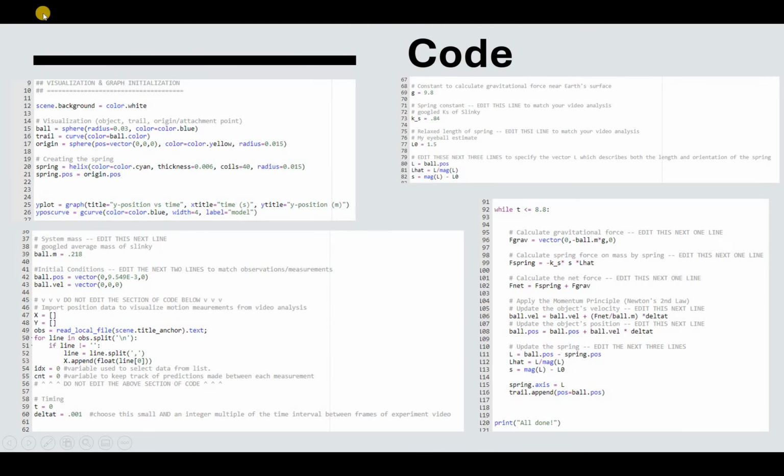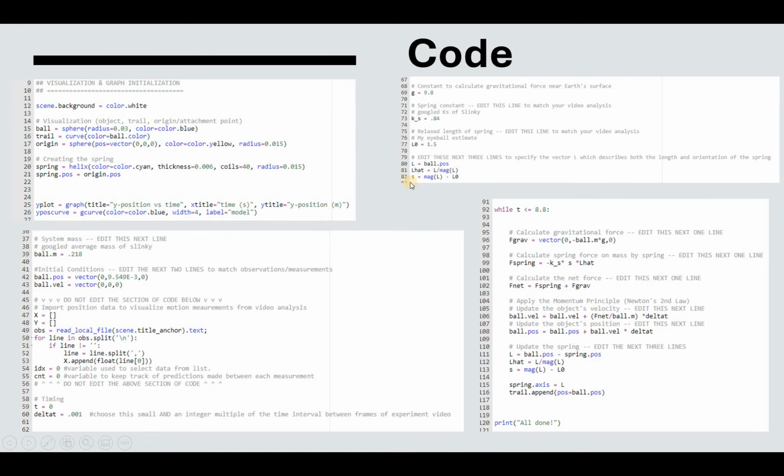So for the code, I first set up the ball, the trail, and the origin, and then the spring. Then you get the mass of the spring, which I googled to be 0.218 kilograms. Then the position is based off of my tracker position, and delta T will be 0.001. For my code, I'm only going to be using the top position since the bottom didn't really move. G is for gravity, and Ks is the spring constant of the slinky, which I googled also, is 0.84. And this is the length, which I estimated, which is 1.5.